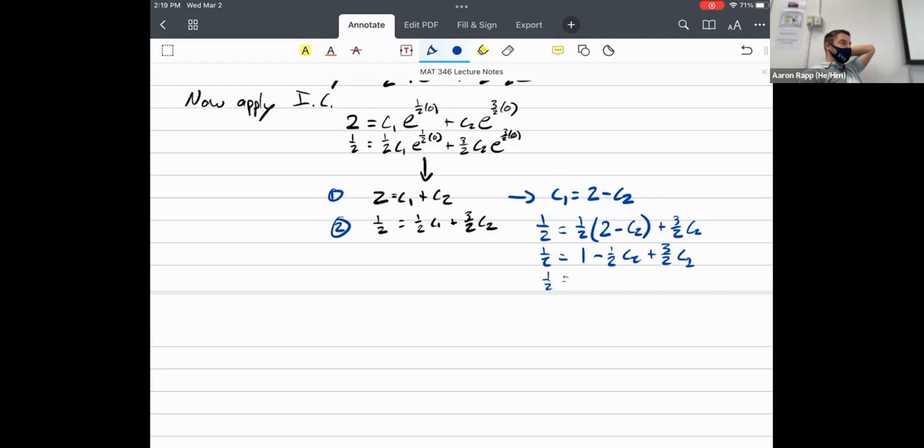I heard mumbles, but I couldn't understand them. So if I take -1/2 plus 3/2, it's going to just be 1. You can also think of it as 3/2 and -1/2. I get 1 plus C2. All right, I need to solve for C2. I subtract 1 from both sides. It's going to give me that C2 is equal to what? I'll give you -1/2, which means then C1 is what?